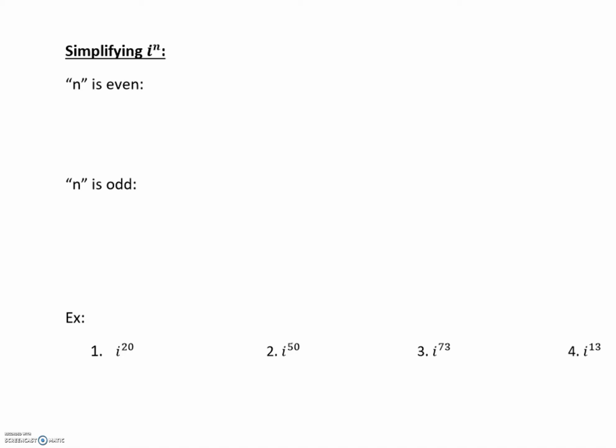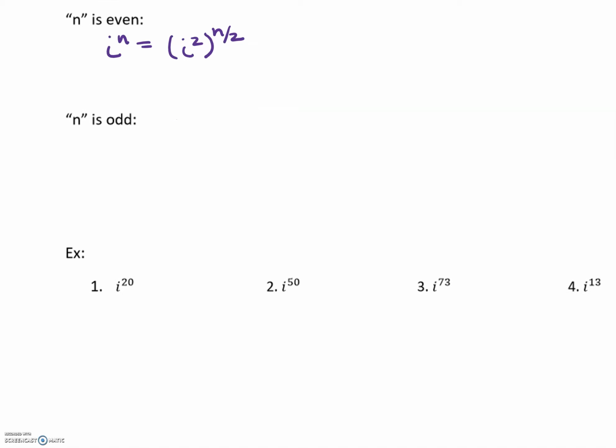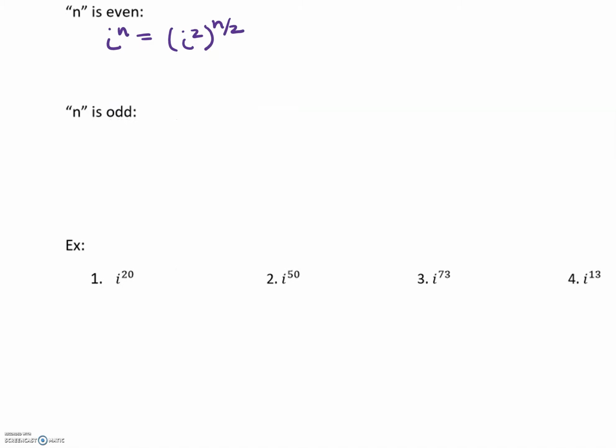So let's first take a look at if n is even. If I have i to the n and n is even, we're going to rewrite it in terms of i squared. So I'm going to say i squared, and then all we're going to do is take that n and divide it by 2. So I would say i squared raised to the n over 2. So let's take a look at a couple of examples using that rule that we just came up with.